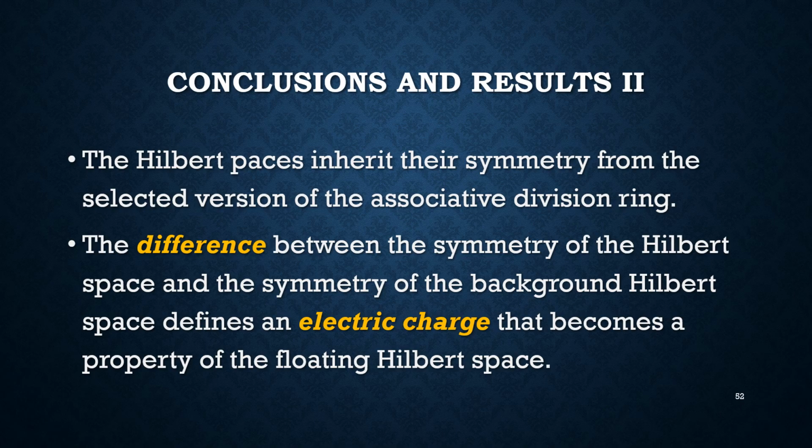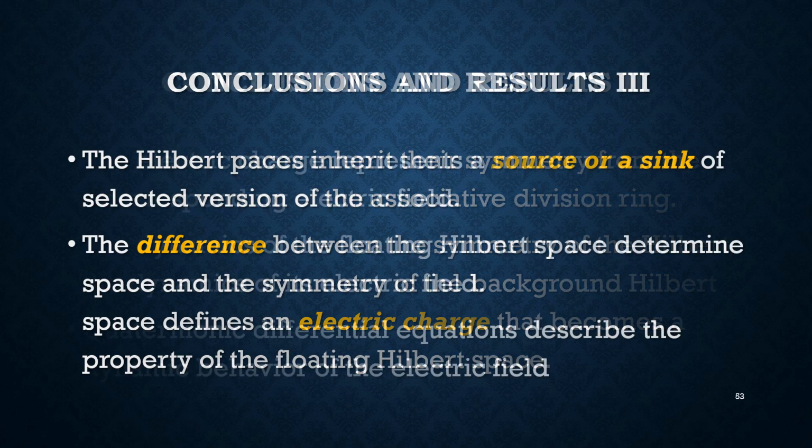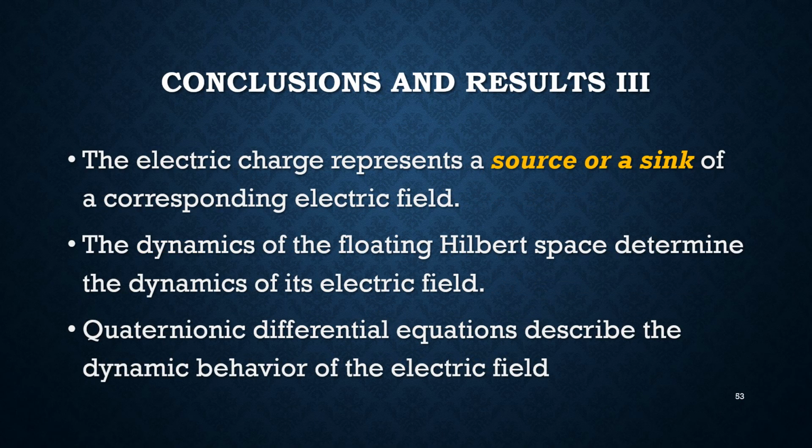The Hilbert spaces inherit their symmetry from the selected version of the associative division ring. The difference between the symmetry of the Hilbert space and the symmetry of the background Hilbert space defines an electric charge that becomes a property of the floating Hilbert space. The electric charge represents a source or a sink of a corresponding electric field. The dynamics of the floating Hilbert space determine the dynamics of its electric field. Quaternionic differential equations describe the dynamic behavior of the electric field.